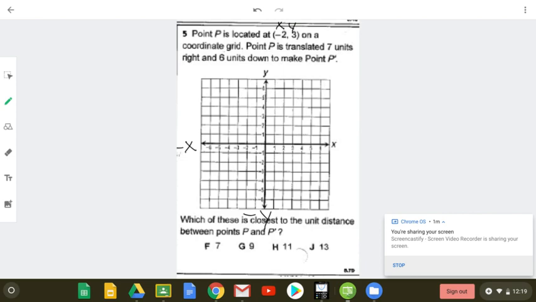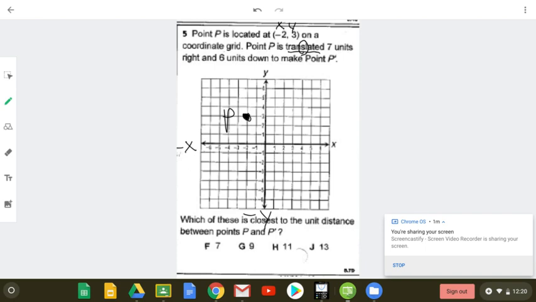So I'm going to go to -2, +3. That is located right there, and I'm going to drop that as point P. All right. Translating something, I'm going to look at the key word right there. Translating means it's sliding. So I'm literally just going to take this and move it left or right, up or down, based off of what it tells me.